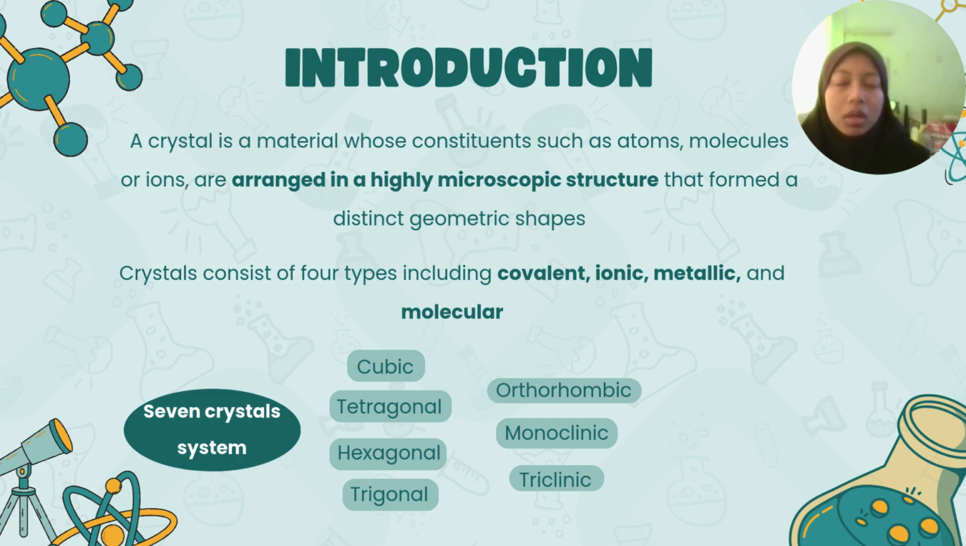In this SCL, we will only discuss the covalent and also ionic crystals. Furthermore, crystals can also be grouped according to their crystal system, and there are seven crystal systems, which are cubic, tetragonal, hexagonal, trigonal, orthorhombic, monoclinic, and triclinic. All of these systems describe the symmetry and arrangement of the crystal lattice, and this classification helps us better understand crystal structures and their behavior in real-world applications.